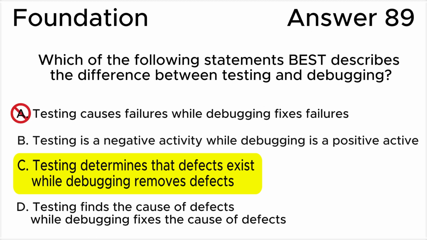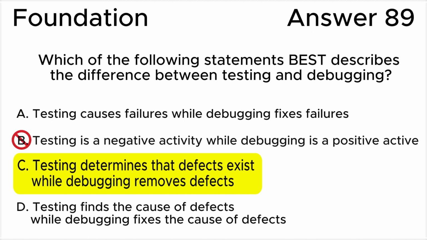Answer A is invalid because dynamic testing does cause failures, from which defects can then be located and fixed. However, debugging is concerned with locating defects and fixing these defects. Therefore, debugging does not fix failures.